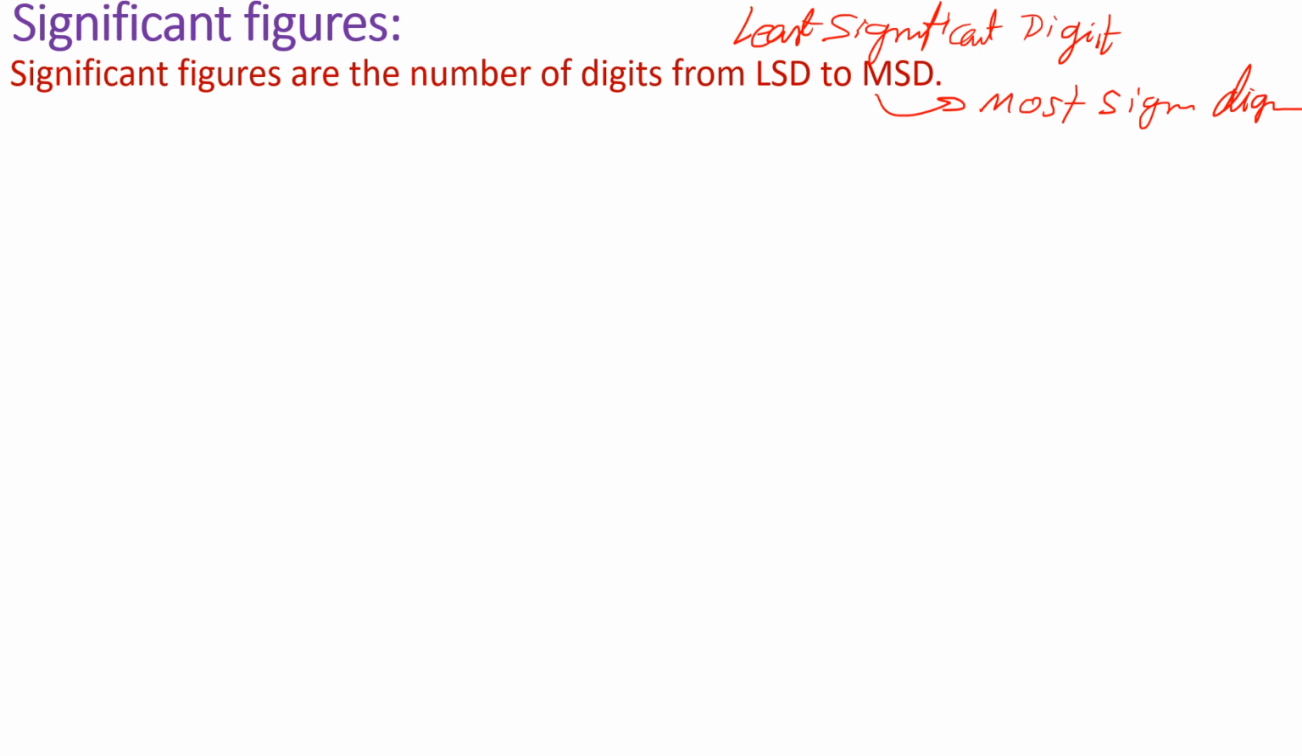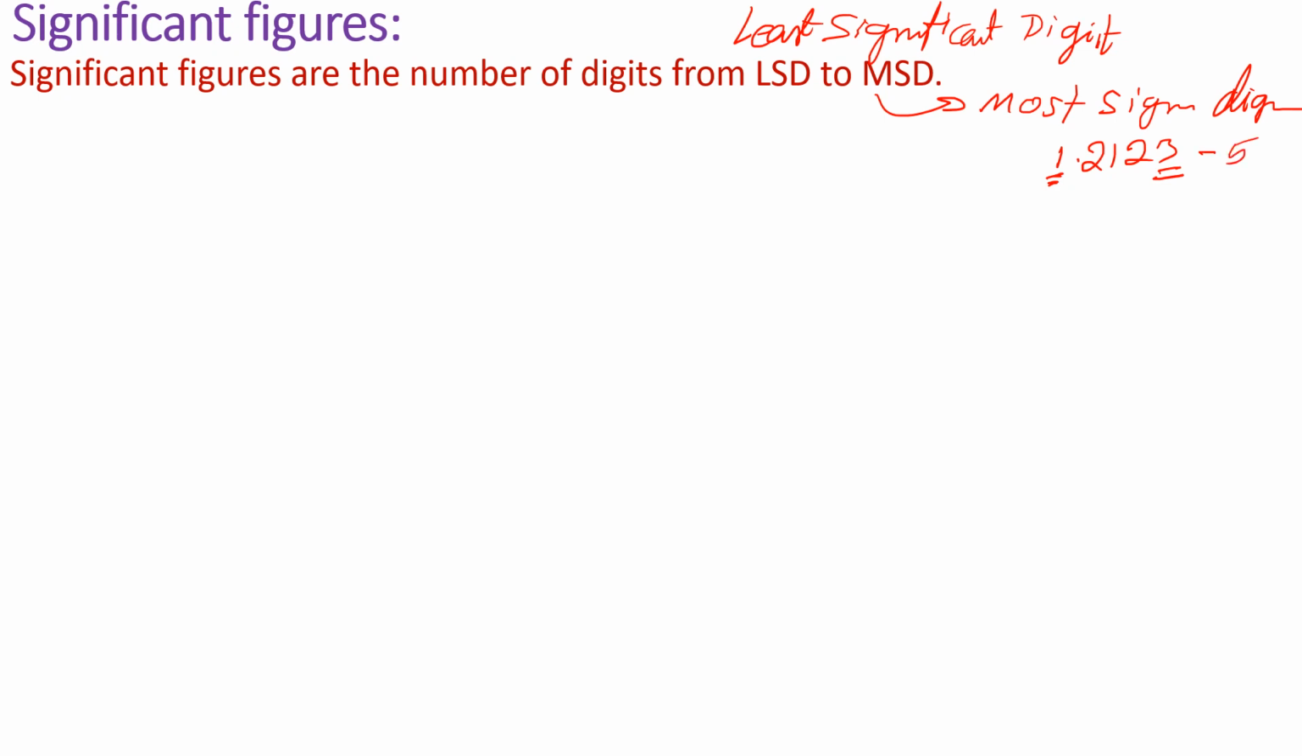The number of digits from the least significant to the most significant, that we call the significant figures. If I consider, for example, a number 1.2123, the least significant one is the last number 3, and the most significant one is 1. So the number of digits from here to here is 1, 2, 3, 4, 5. So the significant figures is equal to 5.